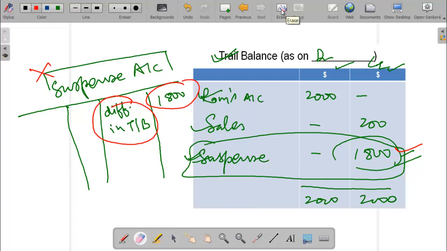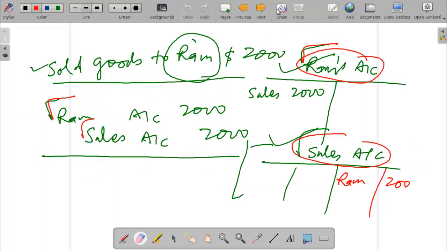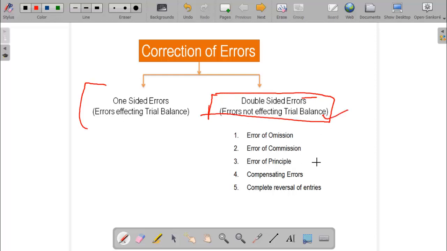Now I am going to explain to you double-sided error. Now see the double-sided error. One-sided error I explained to you very well, I hope. And now I am going to explain double-sided error. What do we mean by double-sided error? Double-sided errors means those errors which do not affect the total of the trial balance. Okay? And see the examples.